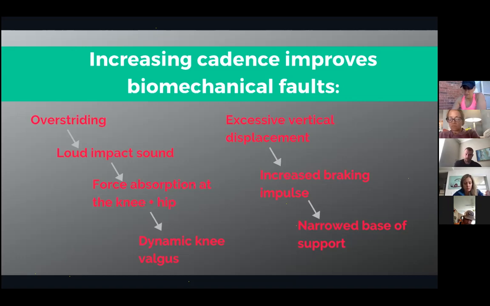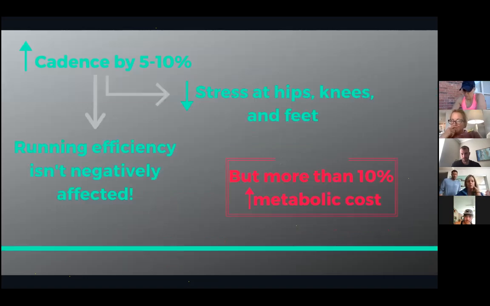Same thing with vertical displacement. If someone is bouncing up and down quite a bit, if we simply focus on cadence, a lot of times that will decrease that vertical displacement. And we know inherently that you want to go forward. We don't want too much bouncing up and down. And then we see that increased braking impulse that improves. And then a more narrow base of support that also improves as a result. By increasing your cadence, that base of support may increase a little bit if you're one of those runners that's crossing over quite a bit.